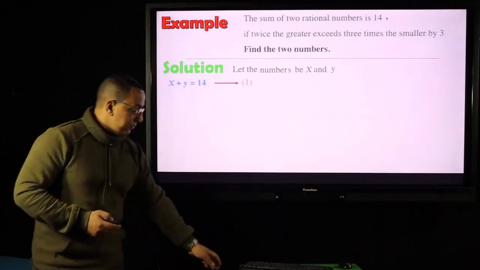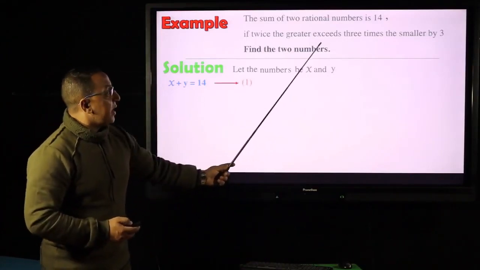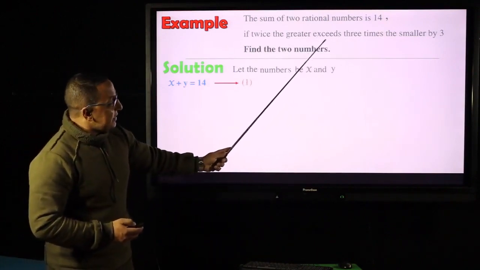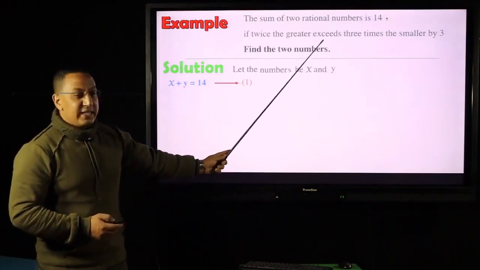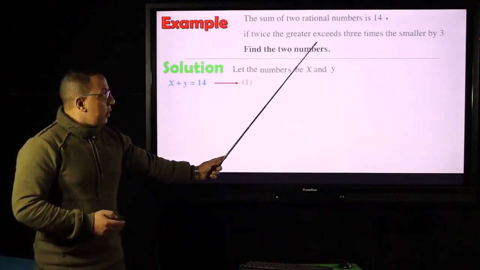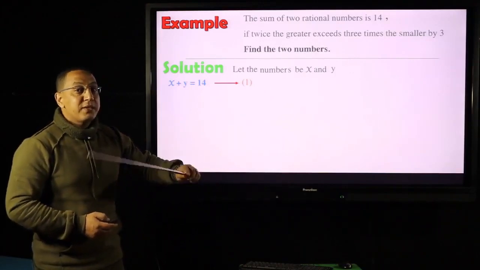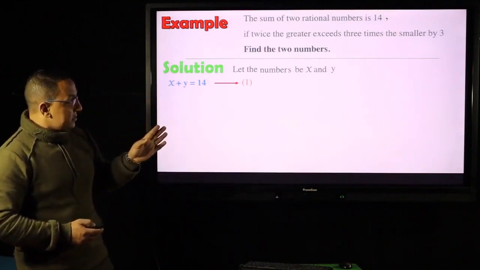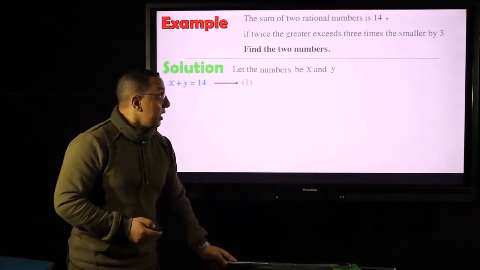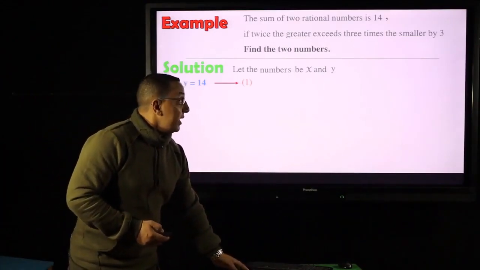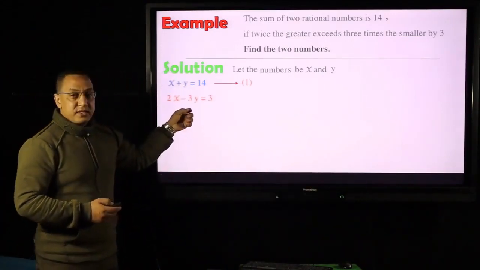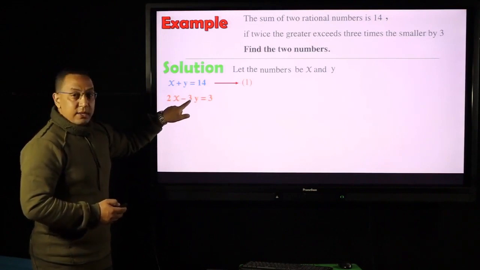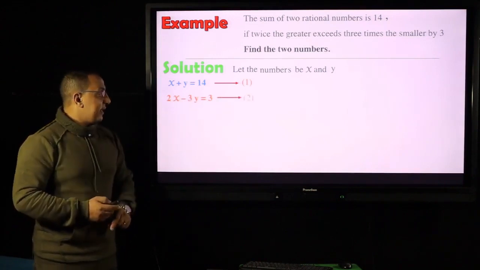The second equation: twice the greater, which is 2x. Exceed represents minus. Here exceed means more than. When I see a comparison, I'm going to write minus. So it will be 2x minus 3 times y, equals 3. So it will be like this: 2x minus 3y equals 3. This is twice the greater. This is exceed. This is 3 times the smaller, equals 3. This is the second equation.